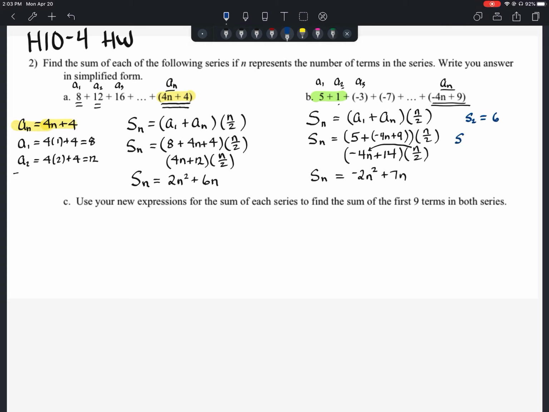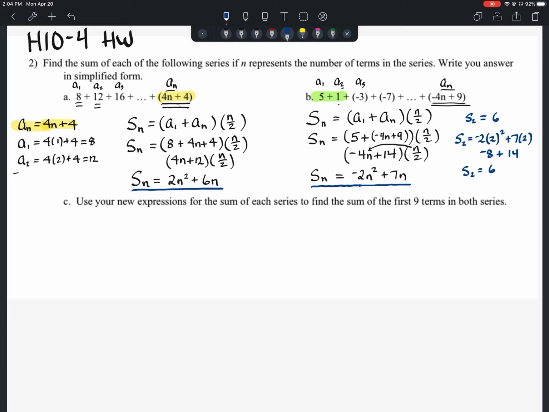Let's see. The sum of the first two terms. Now I'm going to plug in 2 for n here. I've got negative 2 times 2 squared plus 7 times 2. Make sure you put the 2's in the right spots there. Sometimes that's the part that gets people. 2 times 2 is 4, times negative 2 is negative 8, plus 7 times 2 is 14, and you see negative 8 plus 14 is 6. So I know that the answer that I came up with right here is the correct answer. Don't be afraid to check your answers. You can check this one over here if you wanted to as well.